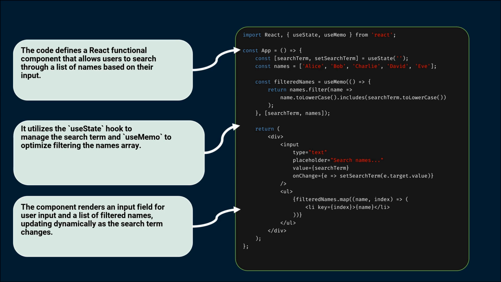Finally, we render an input field for users to type their search queries and a list of filtered names displayed as a list. The useMemo hook ensures that when the user types the same search term multiple times, the cached filtered array is returned immediately, improving the app's efficiency.